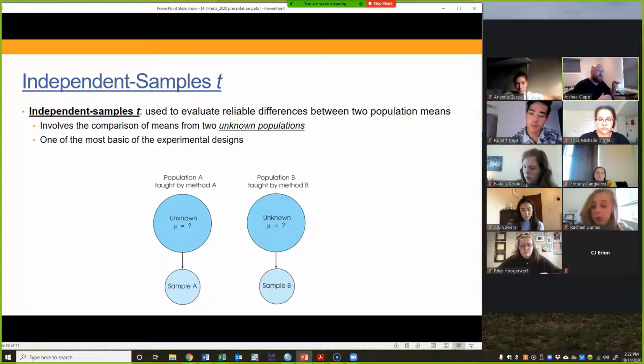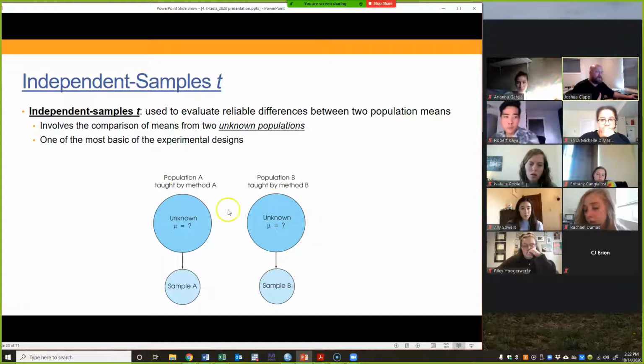Okay, so again, with our independent sample T, we're comparing means from two populations with unknown parameters for whatever our outcome is, and again getting down to our most basic experimental design. Okay, so again, we've got population A, probably hypothetical population A taught by method A, hypothetical population B taught by method B. We don't know what these values are, right? So there's no value I can stick in the null hypothesis like we do with our Z test or our single sample T. Well, what we can do is we can sample this population, we can sample that population, and then start to compare the two with a little bit of a variation on our test. Okay. Questions about this?